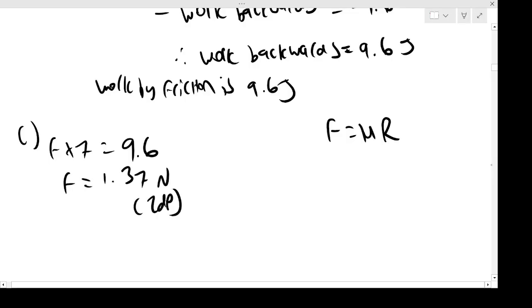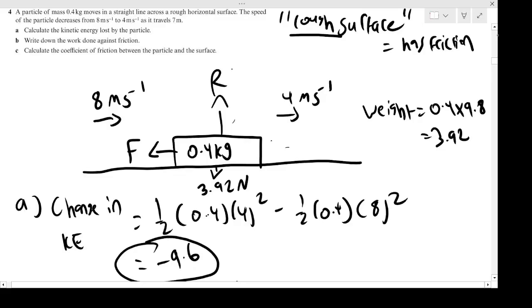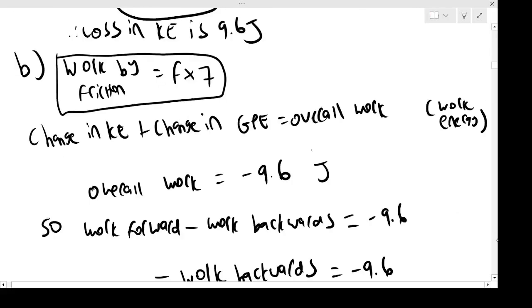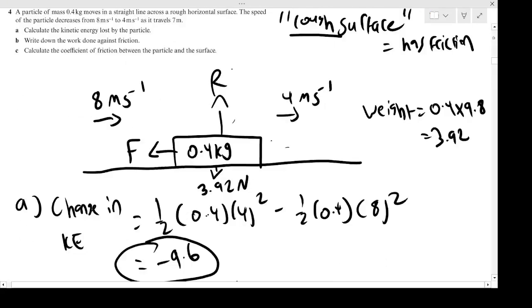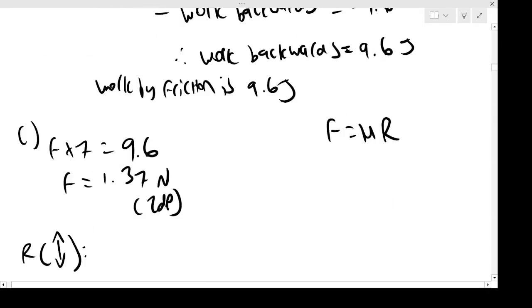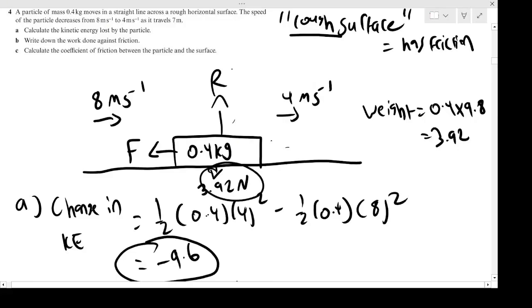Okay, but now I've got the F, I need to work out the R in order to work out mu. Well, I can then just resolve the forces, right? I can consider the vertical forces, the up and down ones. So if I now resolve upwards and downwards, firstly, my upwards force in my diagram is my reaction force, take away the weight, which we worked out to be 3.92.